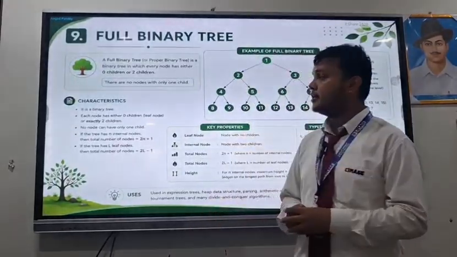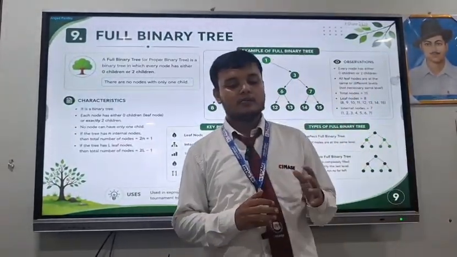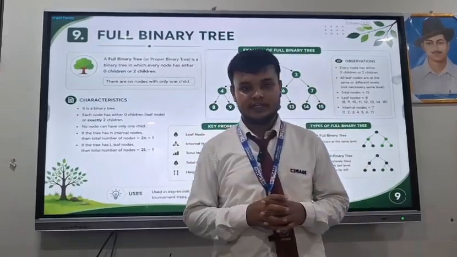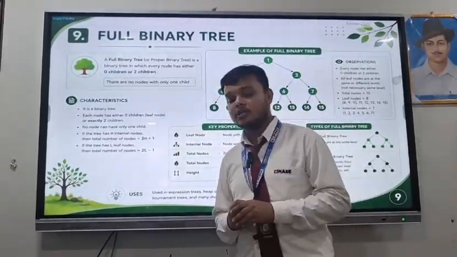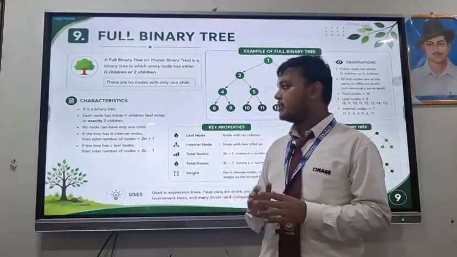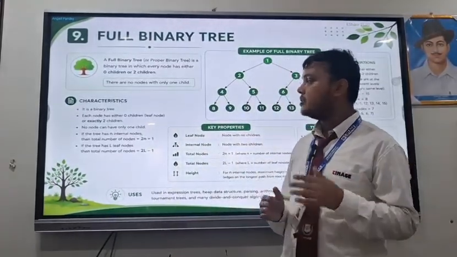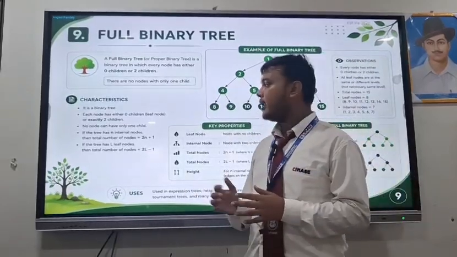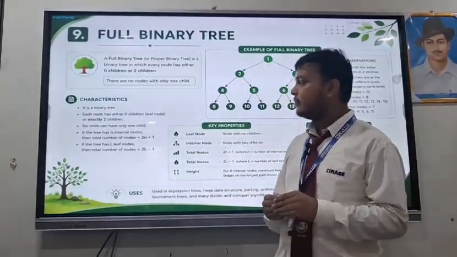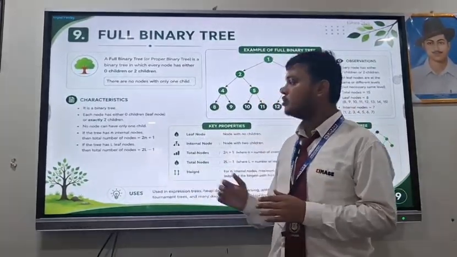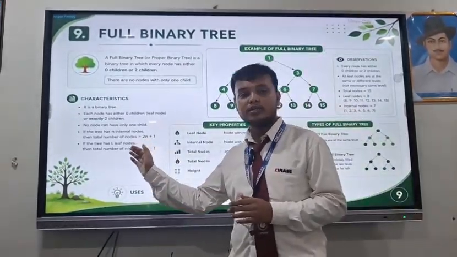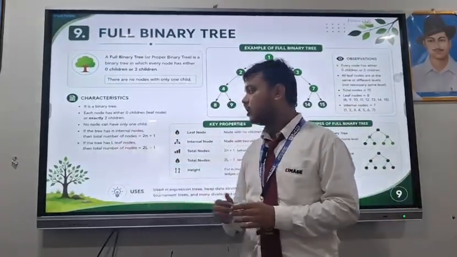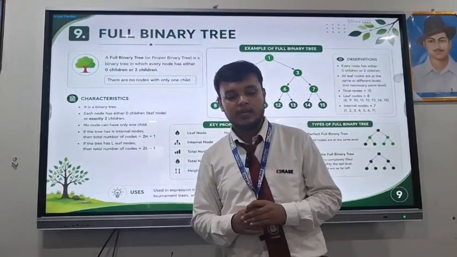Next one is the full binary tree. A full binary tree is a binary tree in which every node has either 0 or 2 children. Characteristics of a full binary tree: first one is it is a binary tree. Each node has either 0 children or exactly 2 children. No node can have only one child. If the tree has n internal nodes, then the total number of nodes is 2n plus 1. And if the tree has L leaf nodes, then the total number of nodes is 2L minus 1.